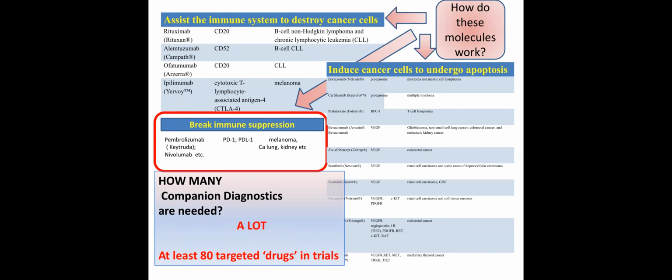Well, there are at least 80 or so targeted drugs in various stages of approval or in clinical trials. And many, not all, but many of these could require companion or complementary diagnostics that we as pathologists would be asked to perform.